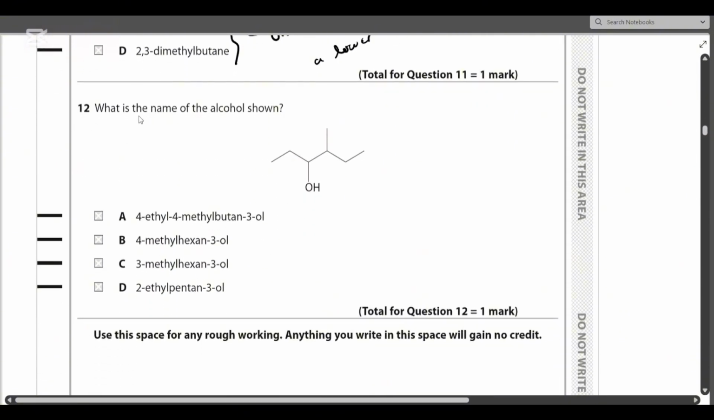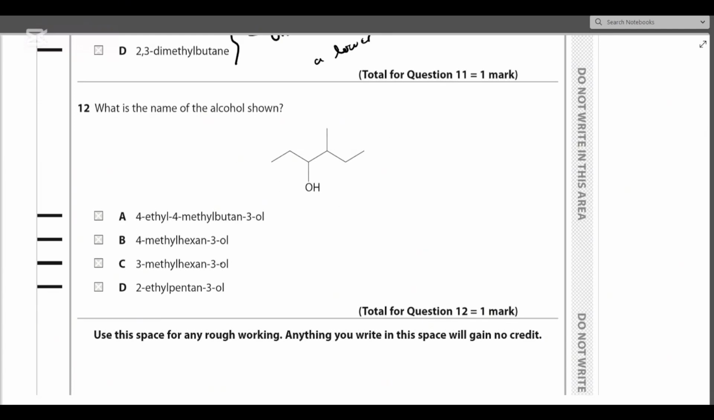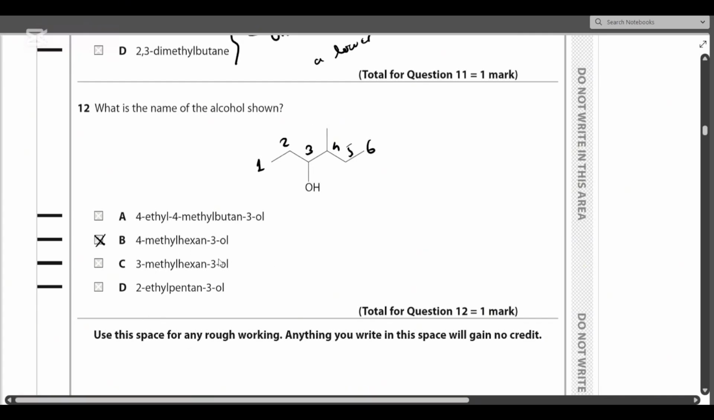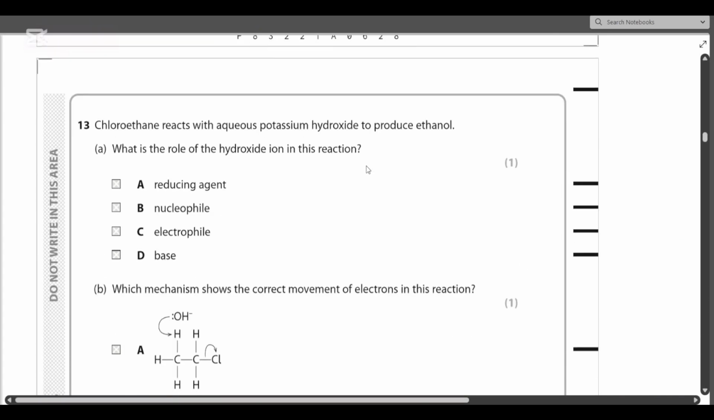If I talk about number 12, we have: what is the name of the alcohol shown right here? Since this said 3-ol, we can start the numbering 1, 2, 3, 4, 5, 6. The only option that matches here is obviously B, so the answer would be B. We can see 4-methylhexan-3-ol, 1, 2, 3, 4, 5, 6. There are 6 carbons in the main straight chain, so the only answer is B. The others are not relevant with the diagram provided.